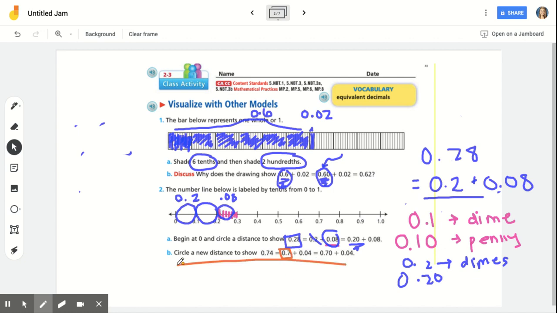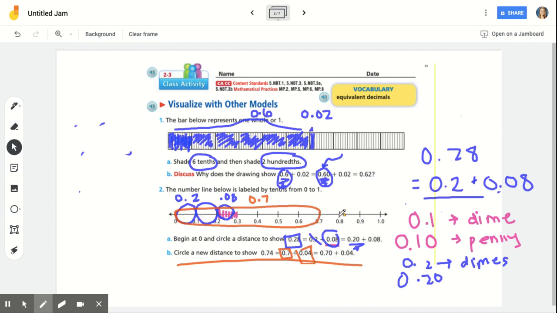We're going to create a new distance. How can I circle within this number line to represent 7/10? I'm going to start over here, my 0. I'm going to do one larger circle all the way to 7/10. Go ahead and do the same. Let's label that. That was 7/10. How do we represent 4 hundredths? Well, we're going to follow the same procedure over here. Go ahead and try it.